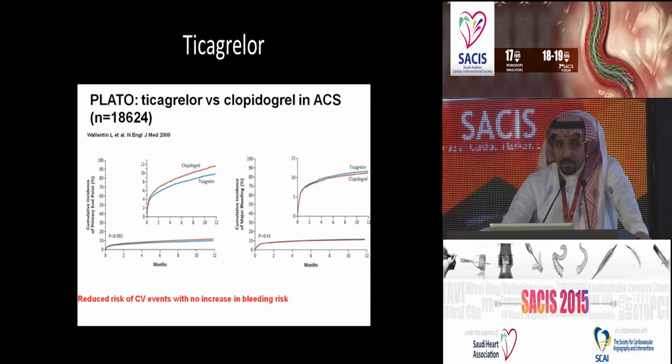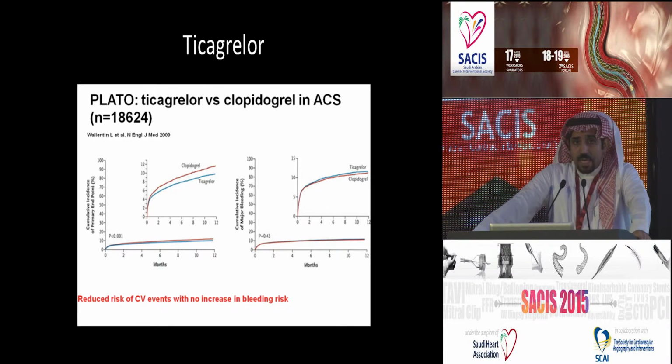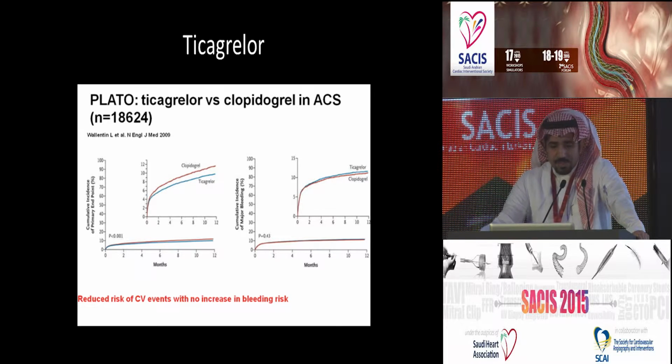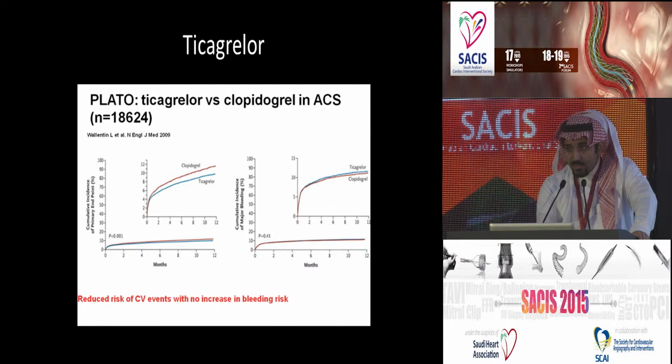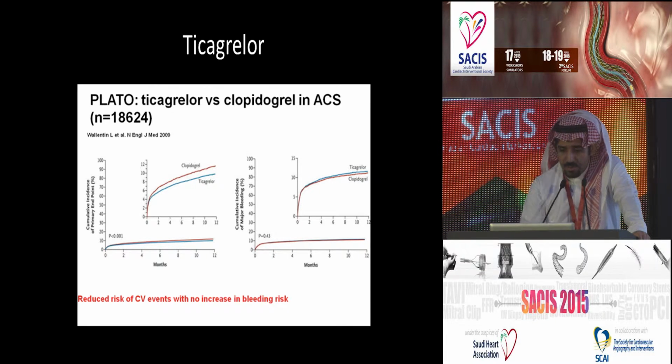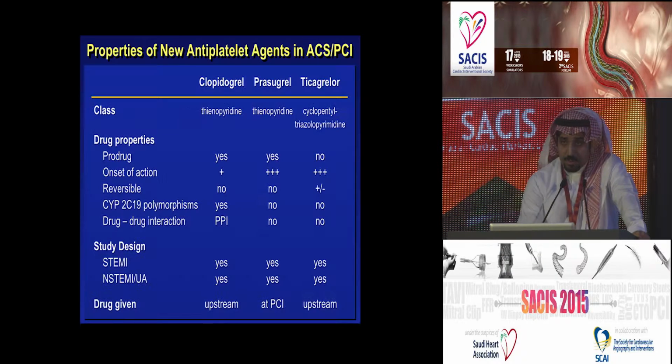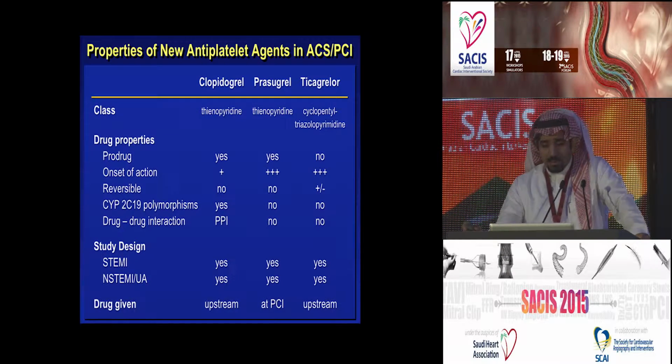On the other hand, ticagrelor, which is a BID-dosed anti-ADP medication, was proven to be efficacious based on the PLATO trial, which showed also a decrease in major adverse cardiac events without a significant increase in bleeding. So how do these two new antiplatelet agents differ from clopidogrel?